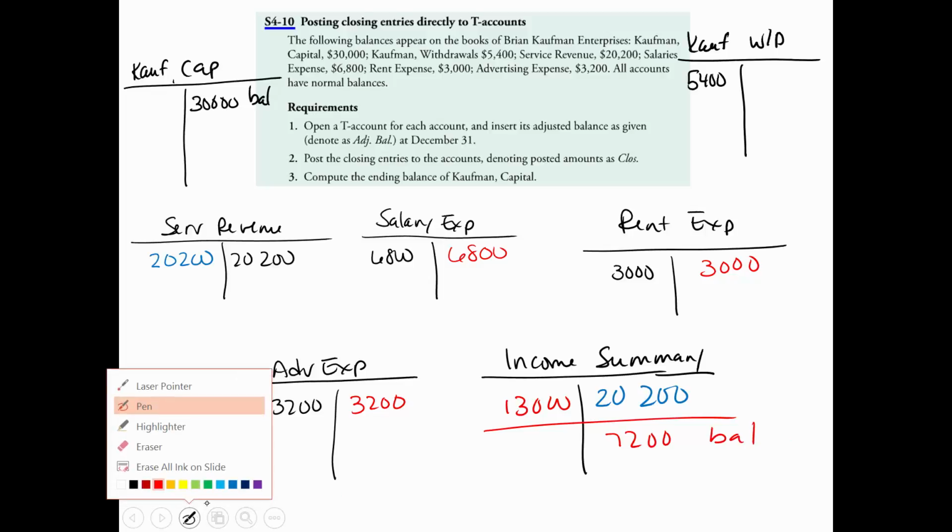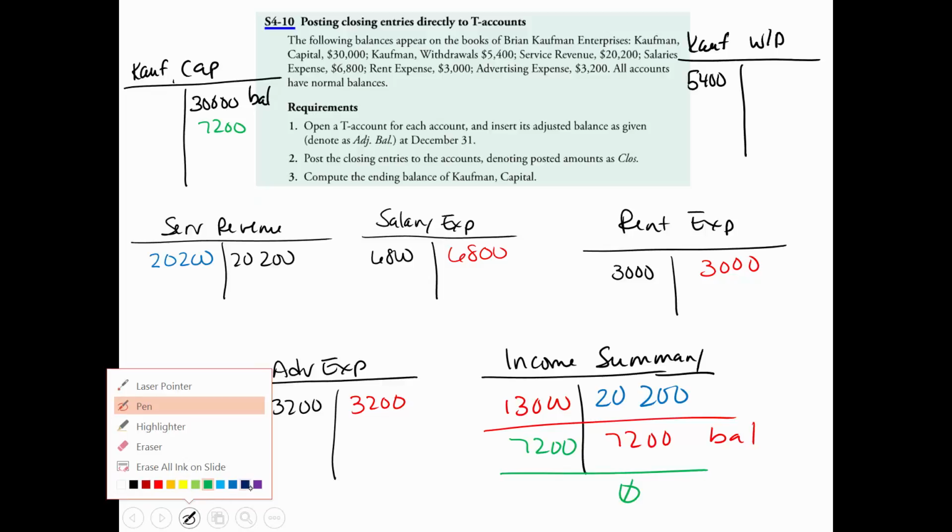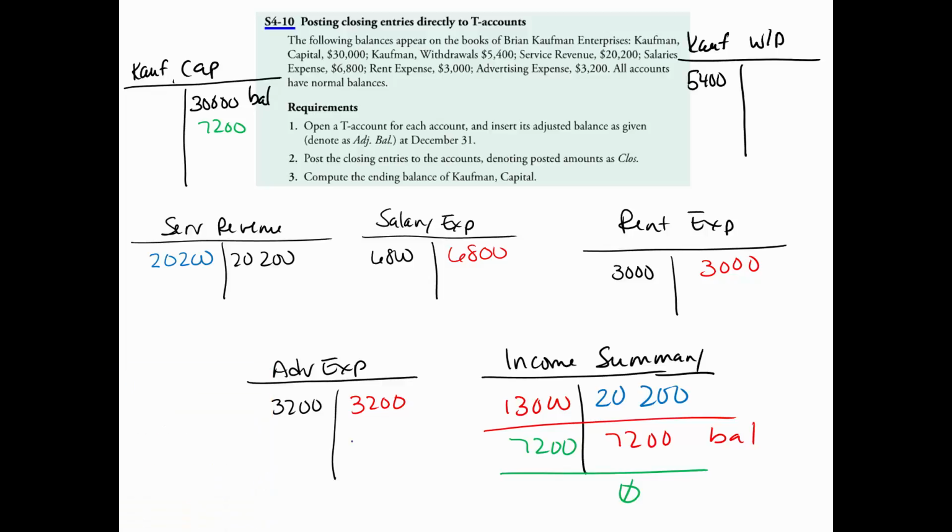So now I want to give that to the owner. So we'll make that green. I would be crediting capital $7,200 and debiting income summary $7,200. So now income summary has a zero balance, and the last step, I'm running out of colors, purple, is to close the withdrawal account to the capital. So I would be debiting the capital account and crediting the withdrawal account.